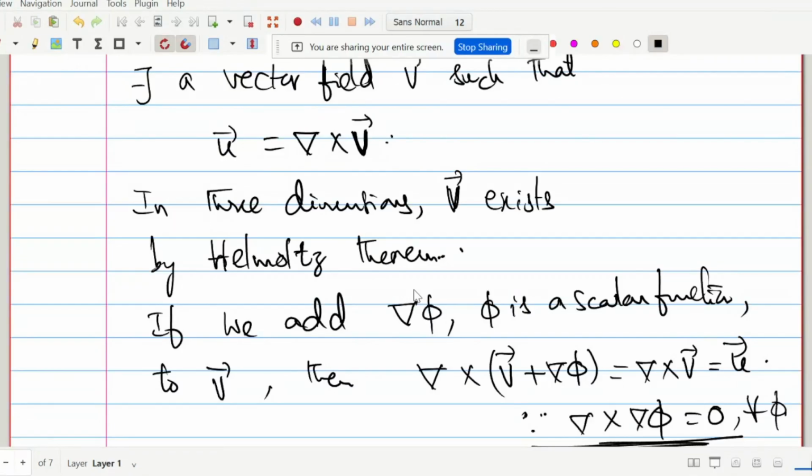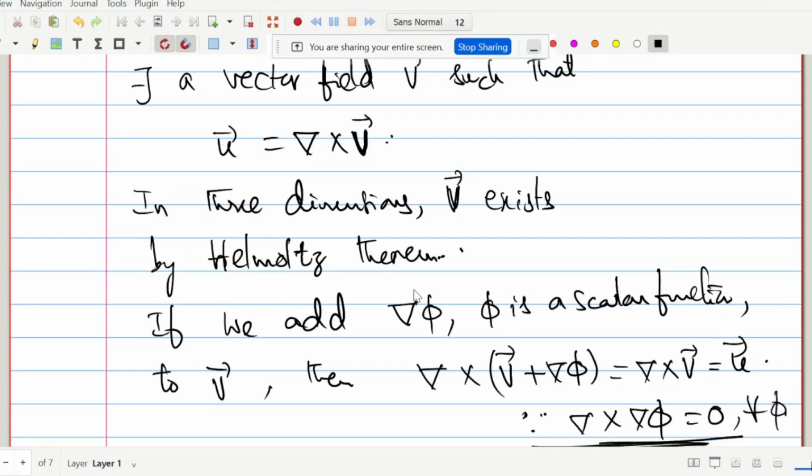Helmholtz theorem tells you that this actually exists, no? So I can always decompose as a rotational part and an irrotational part. That rotational part, such a V exists. Okay, that is the Helmholtz theorem. And also it is not unique, because if I add some scalar function as a gradient to that rotational part V, it becomes the curl of that gradient, so that is always 0. So for that reason this is not unique.